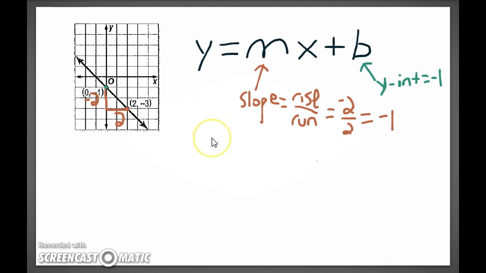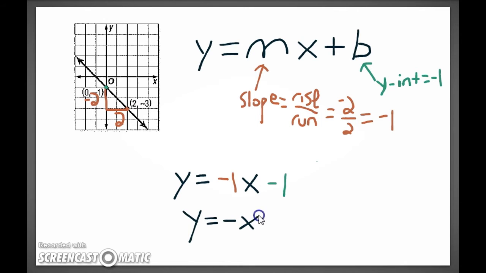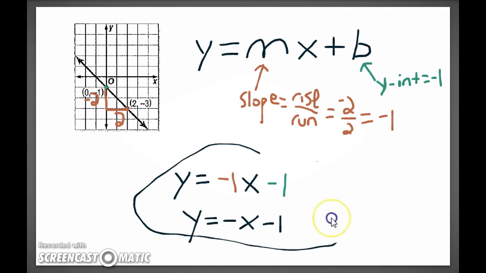So, now that I have my m and I have my b, I can now write my equation. So, y equals -1x and then plus b, but since it's a -1, I'm just going to put -1. And for those good algebra students, you would also know this is the same thing as y equals -x. Alright, notice these are both the same equation.